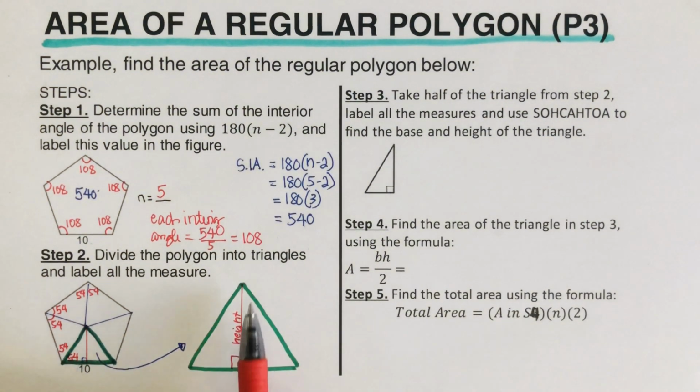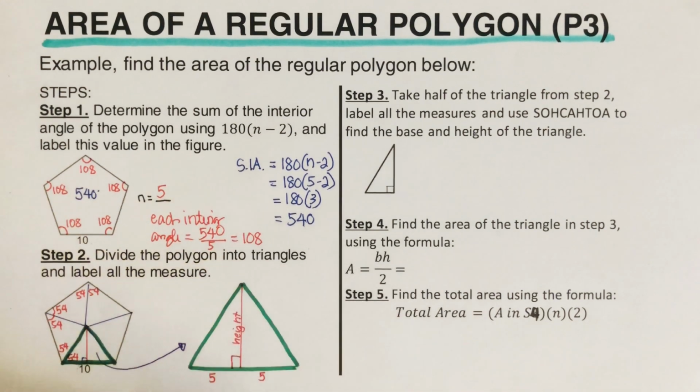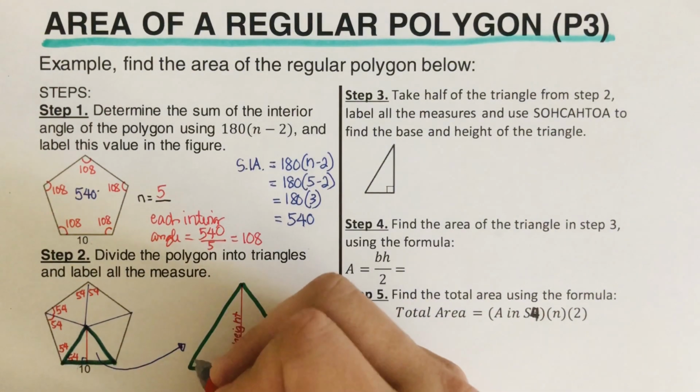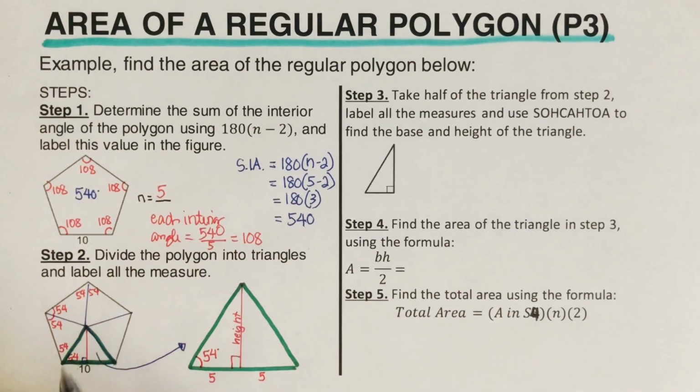Since this is a height, this bisects this length right here, so that this is a 5 and this is a 5, since the whole thing was 10. So this was bisected. Bisected means it was cut in half, so 5 and 5. And the measure for this angle here was 54. And so we have determined that over here. So that's 54 right there.